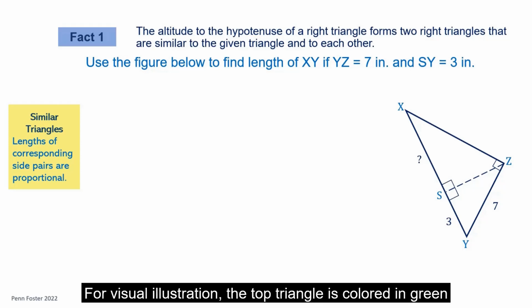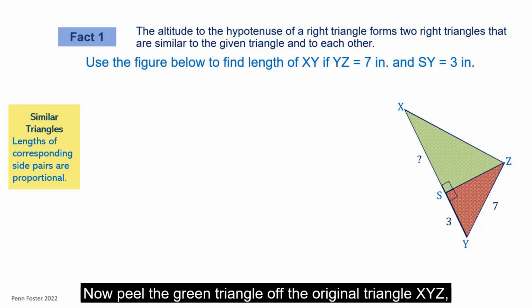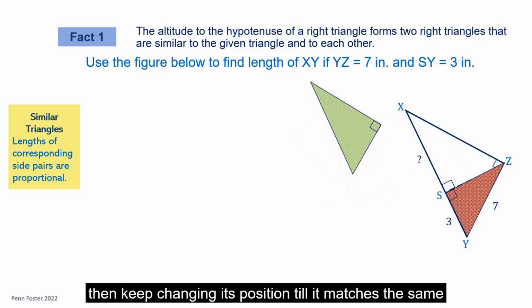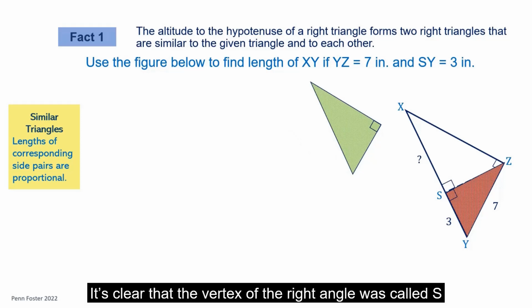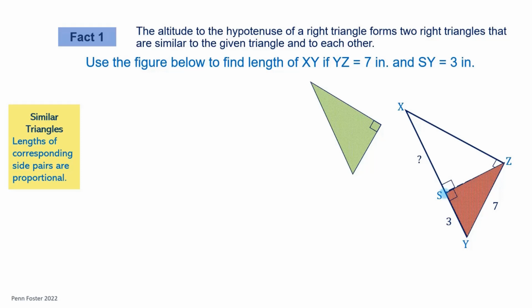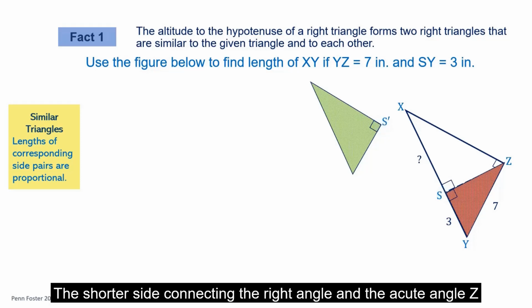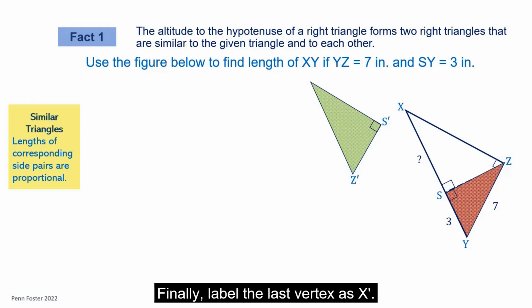For visual illustration, the top triangle is colored in green and the bottom in red. Now peel the green triangle off the original triangle XYZ, then keep changing its position till it matches the same spatial orientation as triangle XYZ. It's clear that the vertex of the right angle was called S in the original triangle, so label it as S' on the green triangle. The shorter side connecting the right angle and the acute angle Z makes us label this vertex as Z' on the green triangle. Finally, label the last vertex as X'.